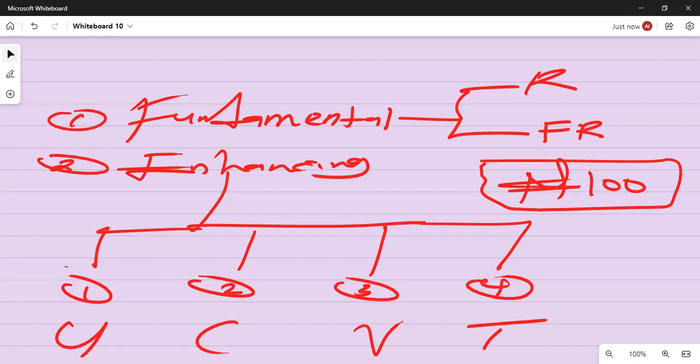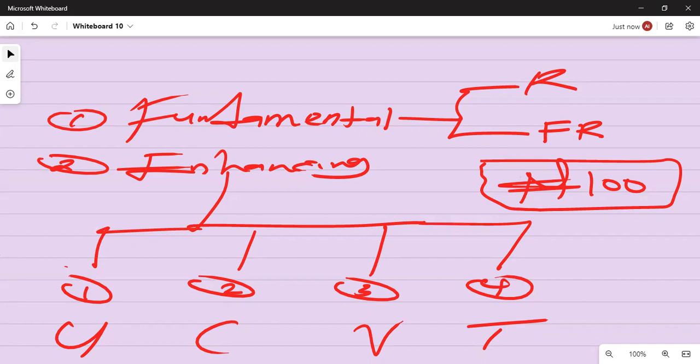Enhancing is further divided into four. We have understandability, meaning that if you want to prepare and present your financial statement, present it in a way that the majority of the stakeholders will be able to understand. Then we also have comparability.